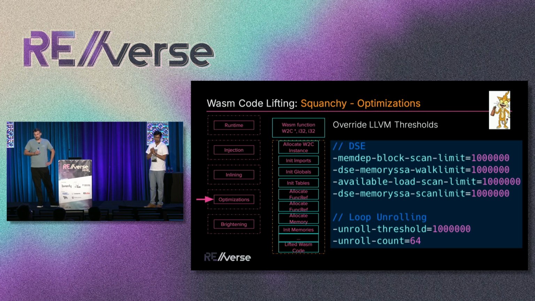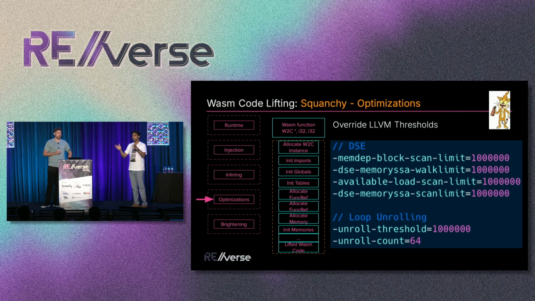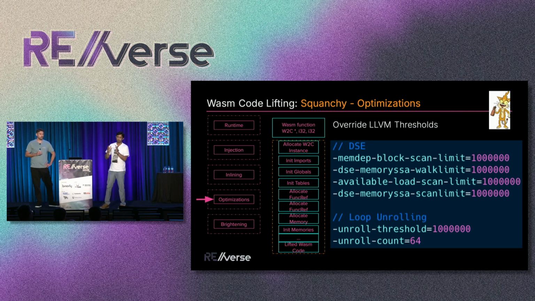One is dead store elimination, and the other is loop unrolling. And we maximize them. So we try to get the maximum optimizations which are possible with LLVM, and we don't care about the time.